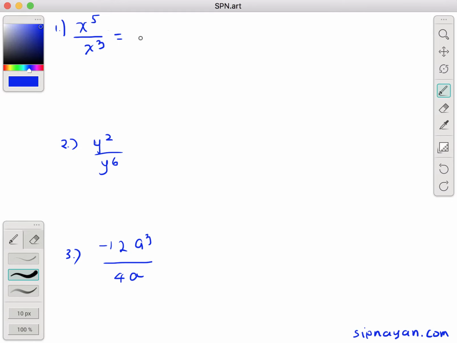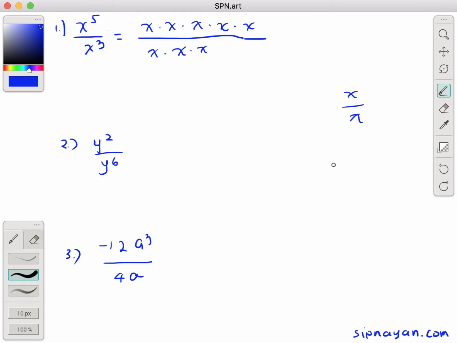So here, alam natin na using the exponent notation, ang x to the fifth, pag in-expand natin ay x times x times x times x times x. Tapos pag nag-expand din tayo nitong x cubed, tatlong x yan, di ba? Now, pag merong x over x tayo, pwede tayo mag-cancel, kasi x divided by x.